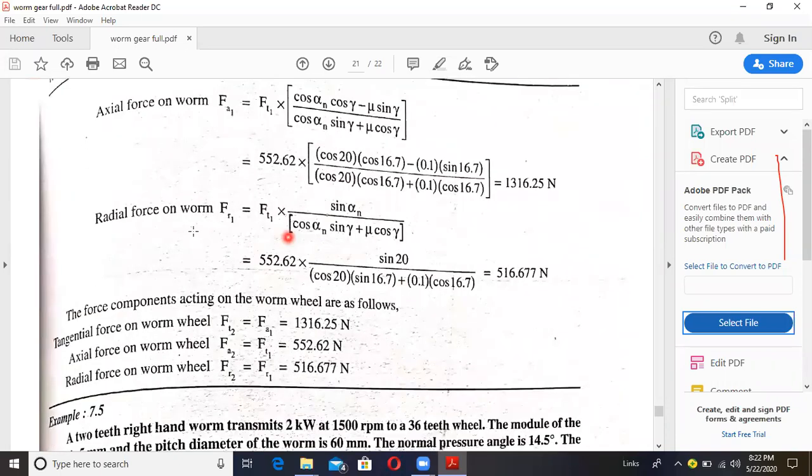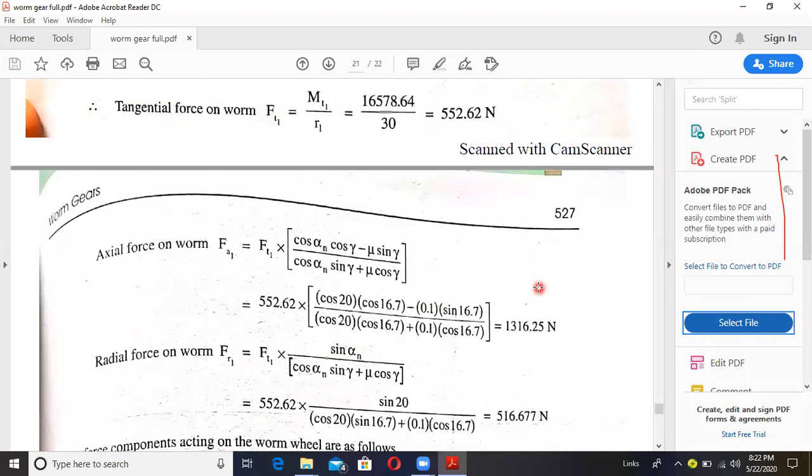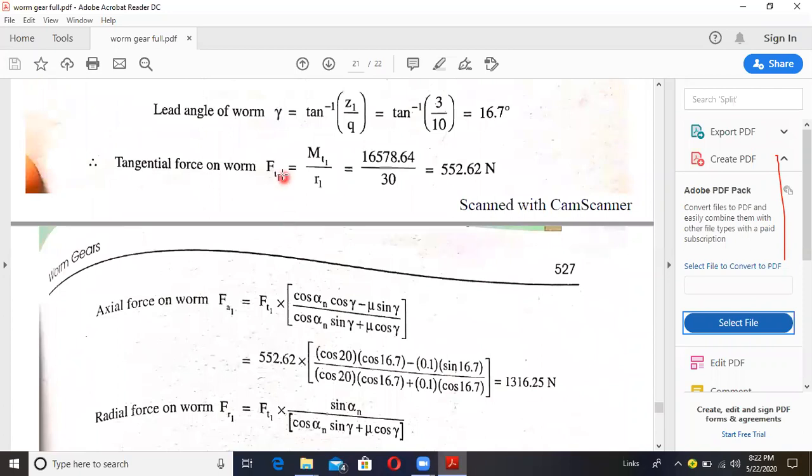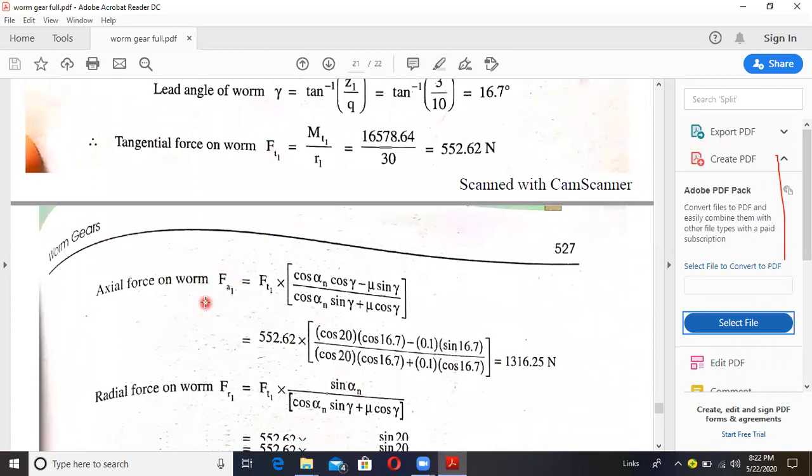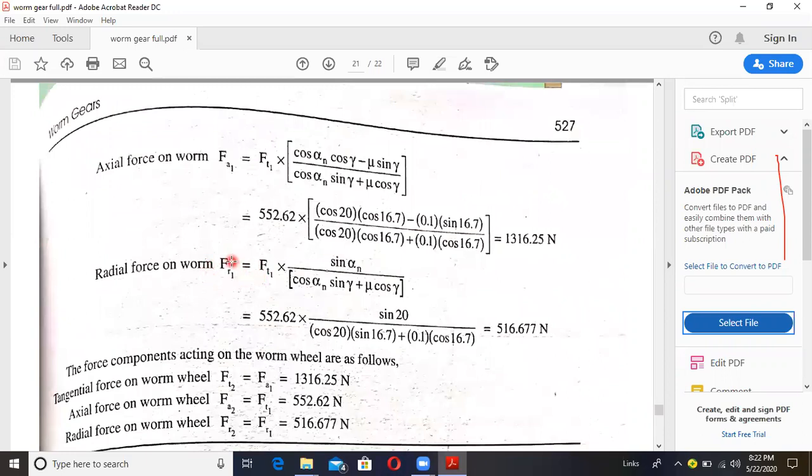Next is the radial force. Radial force Fr1 is equal to Ft1 into this formula. Here alpha n you know, gamma you know, substitute Ft1 and simplify, then we get the radial force Fr1 as 516.677 Newton. So these are the three forces we calculate on the worm: one is the tangential force, one is the axial force, another one is the radial force.